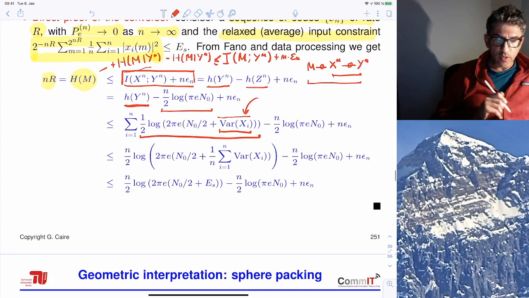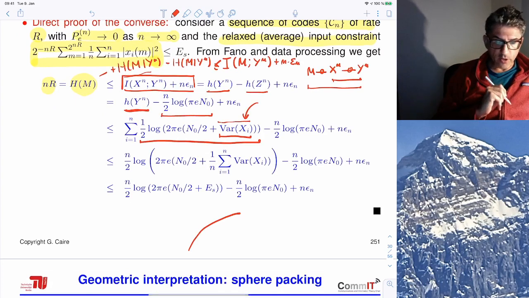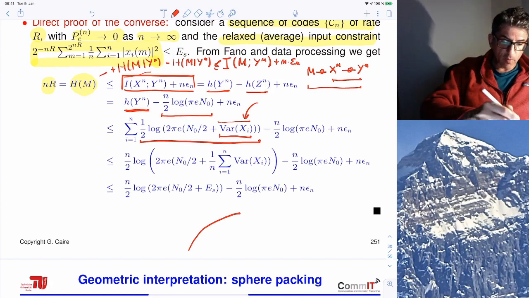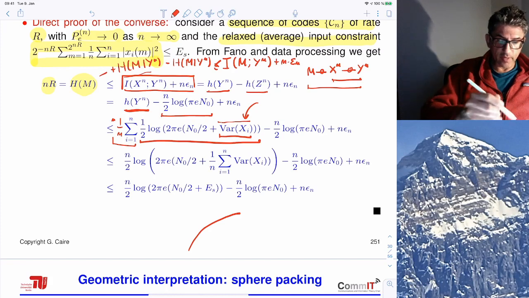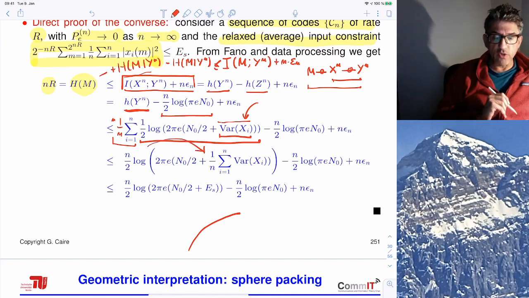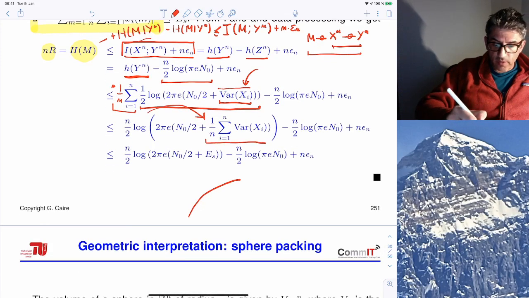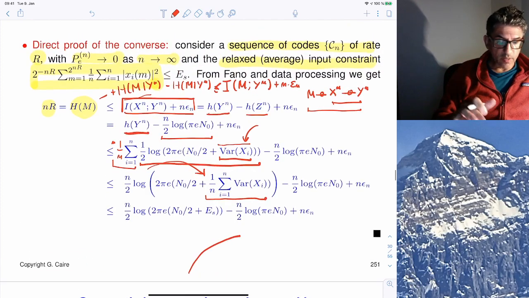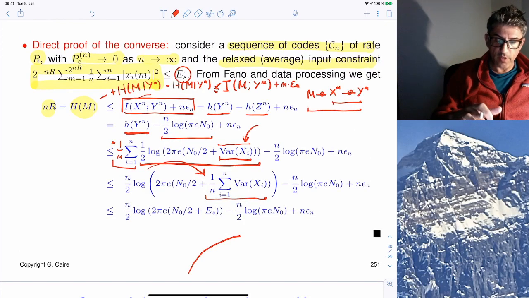But now we can use the fact that the logarithm is a concave function, and therefore, dividing by n and multiplying by n here, this is like an expectation over all the symbols. We bring the expectation inside, and we use Jensen's inequality, so we get an upper bound. And now this quantity is precisely what is supposed to be less or equal than ES by this constraint, okay? Because it's the sum of the variances per component, right?